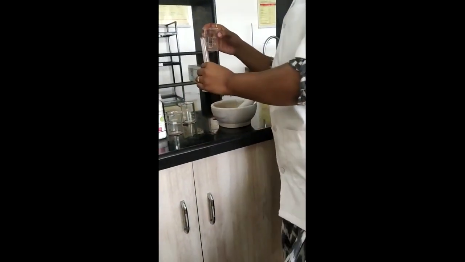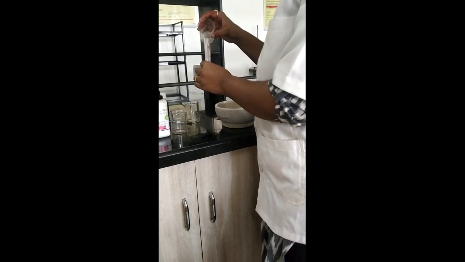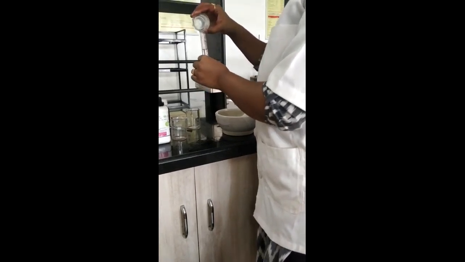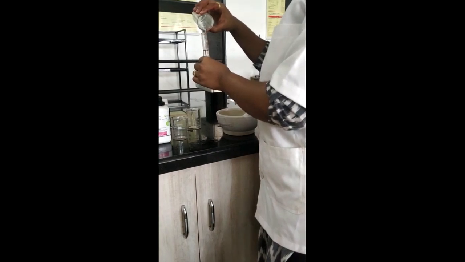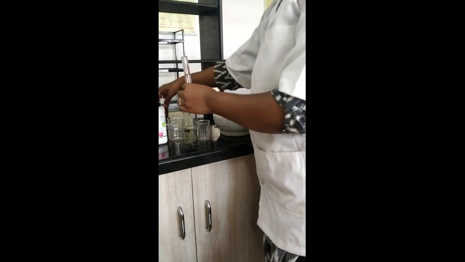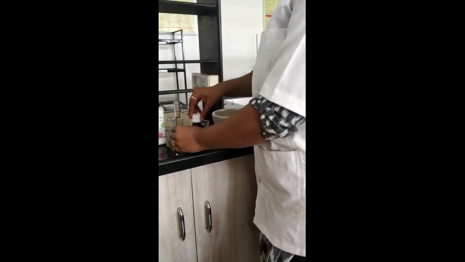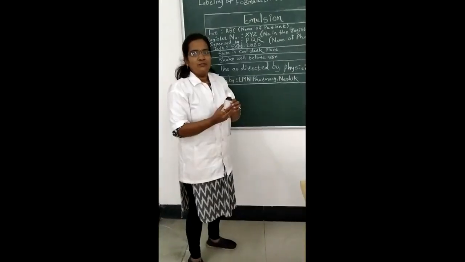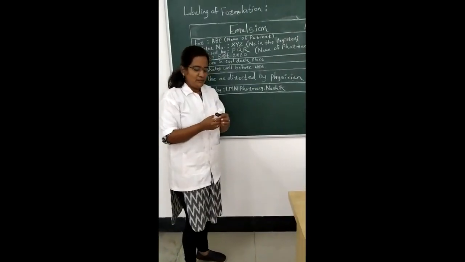Then after that I will pour that solution from the mortar and pestle into this measuring cylinder and proceed to make up the volume with the help of the calcium hydroxide solution. And after making the volume, now I am going to transfer it into this container, and then we will proceed to the labeling part. So now we move towards the labeling part.